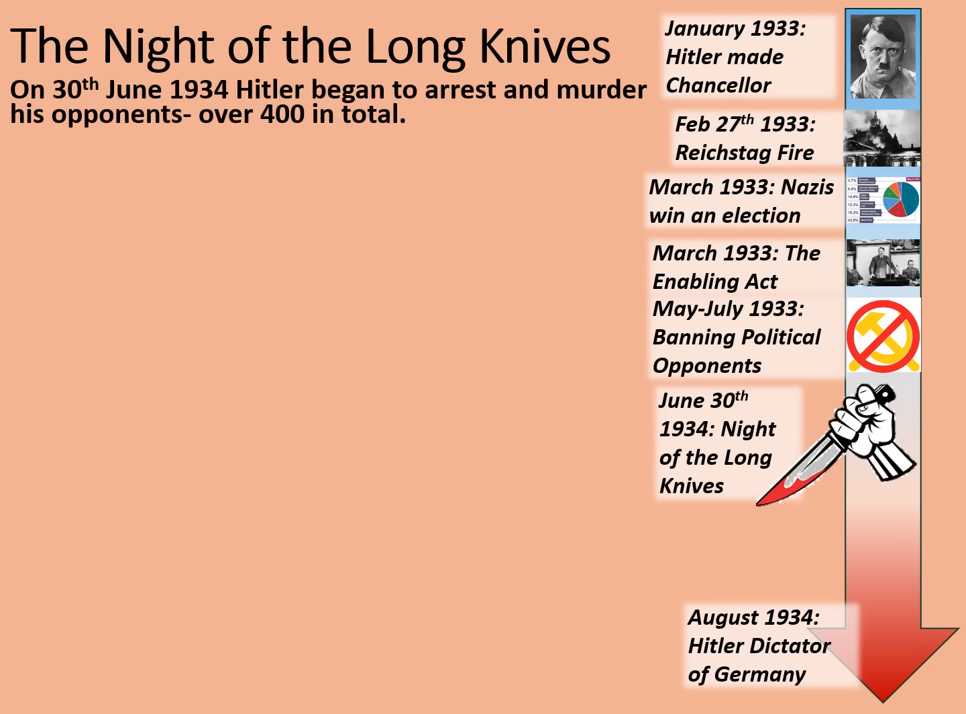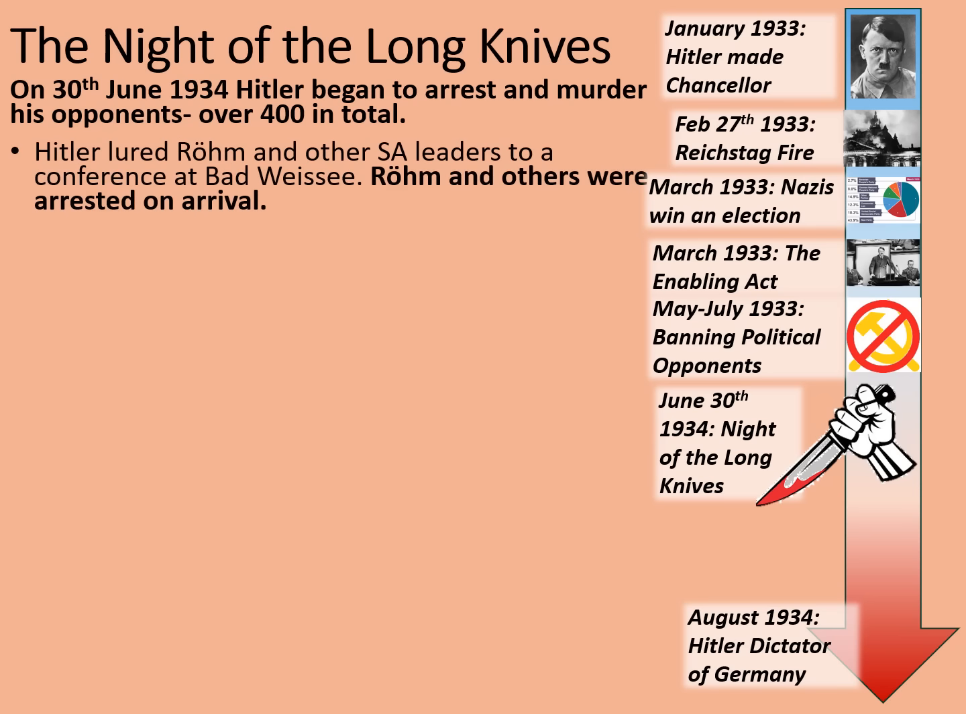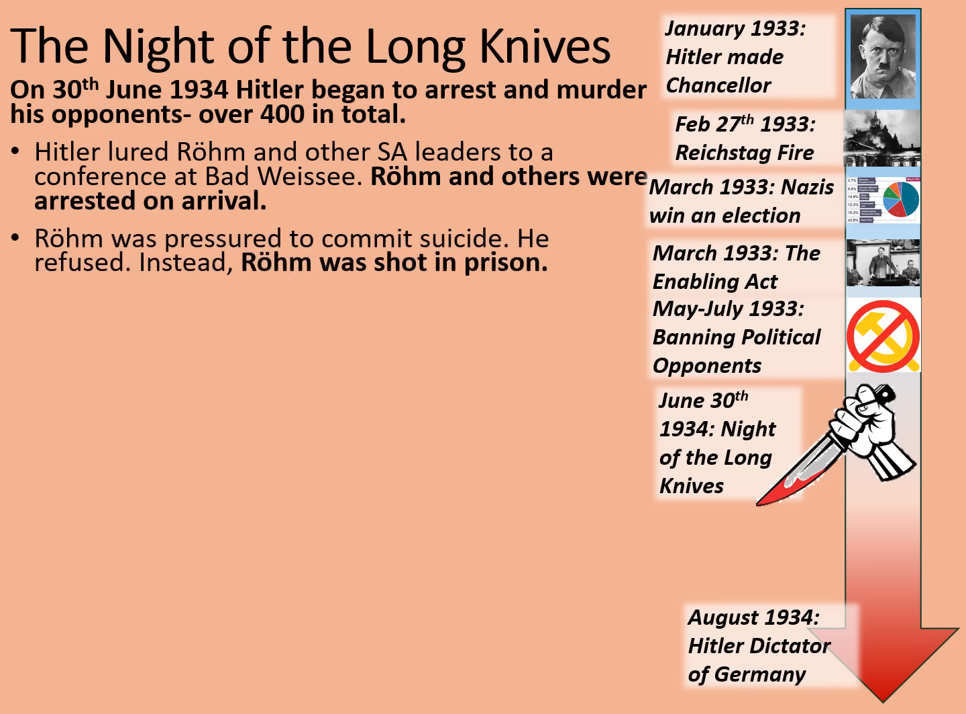On the 30th of June 1934, Hitler began to arrest and murder his opponents, over 400 in total. Hitler lured Röhm and other SA leaders to a conference at Bad Wiessee. Röhm and others were arrested on arrival. Röhm was pressured to commit suicide. He refused. Instead, Röhm was shot in prison.